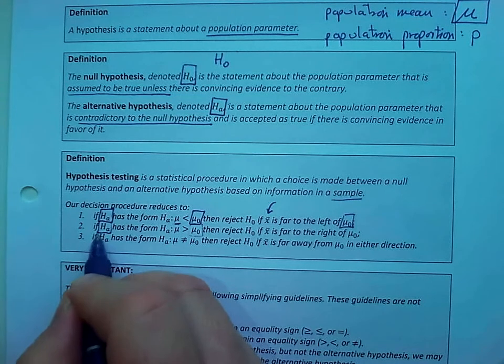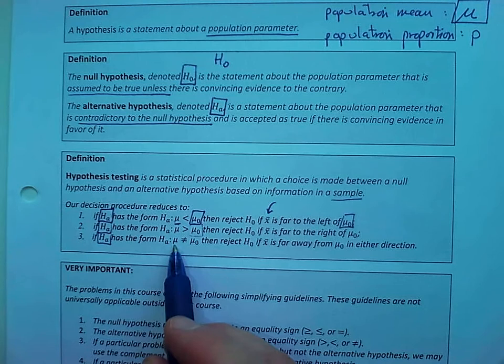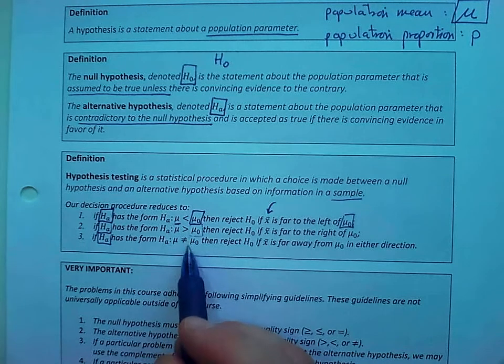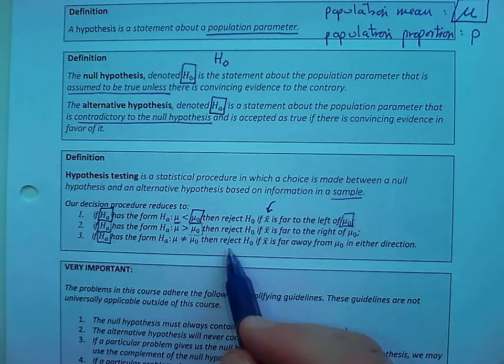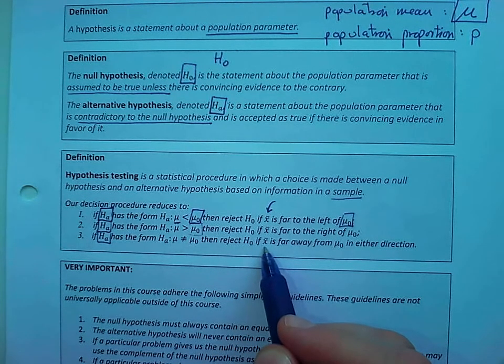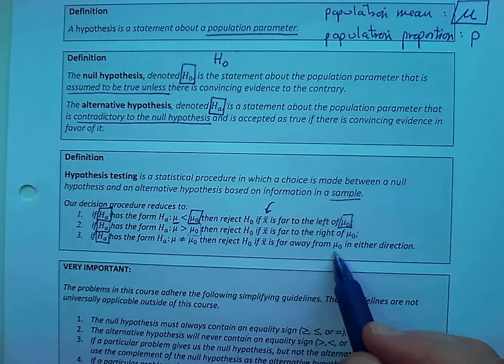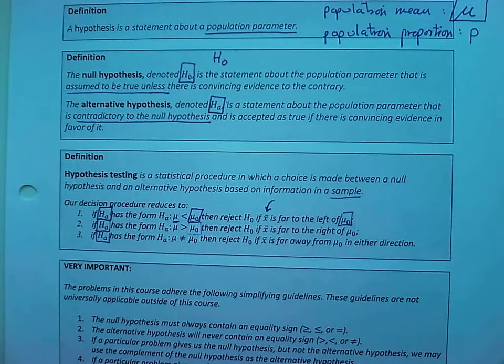And lastly, if our alternative hypothesis has the form that mu is not equal to mu naught, then we're going to reject the null hypothesis if our sample mean is far away from the value from our hypothesis in either direction. All right, so talking over that for the first time, I'm sure a lot of that probably didn't make sense to you at all. But I want you to take this away from this.